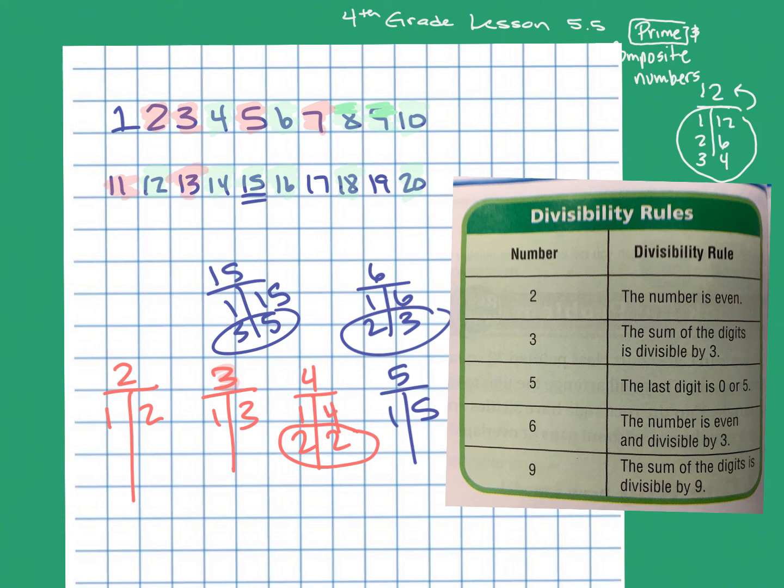Prime. 17, 1 plus 7 is 8, so 3 doesn't divide into 8, and none of the other rules apply. It's not even, so prime. 19, 1 plus 9 is 10. That is not divisible by 3, and it doesn't follow any of these other rules over here, so prime. So the first set of prime numbers up to 20 is 2, 3, 5, 7, 11, 13, 17, and 19.